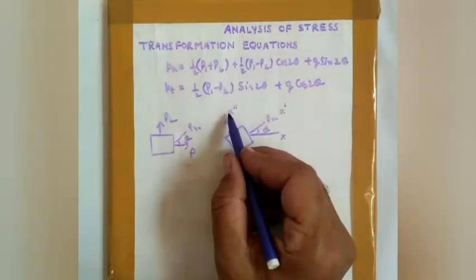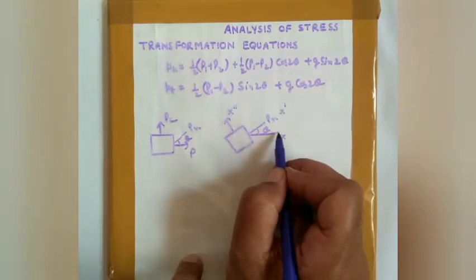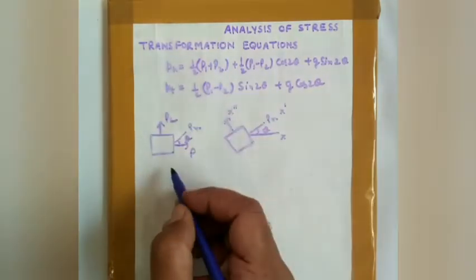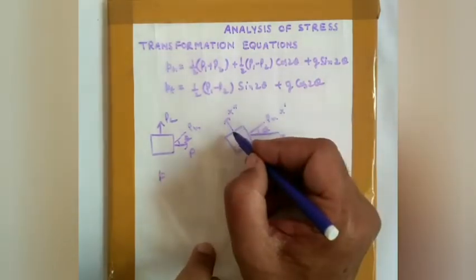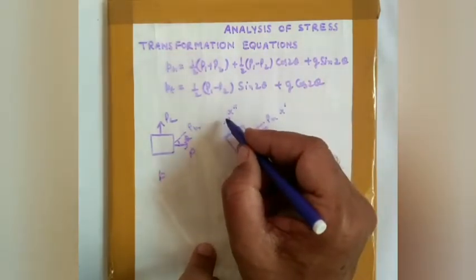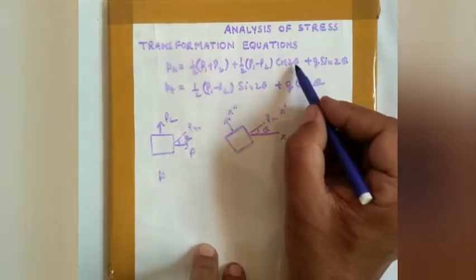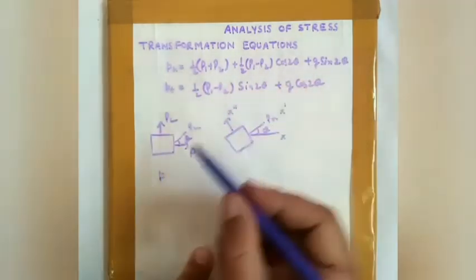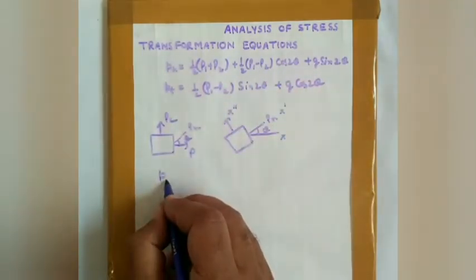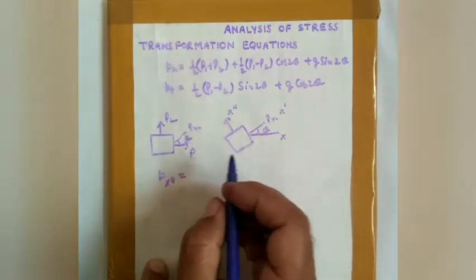Since the axis x2 makes angle 90 plus theta from the x-axis, to find out the normal stress along the x2 axis, we will put, instead of theta, the value 90 plus theta in the same formula for the Pn. So let us put theta is equal to 90 plus theta.